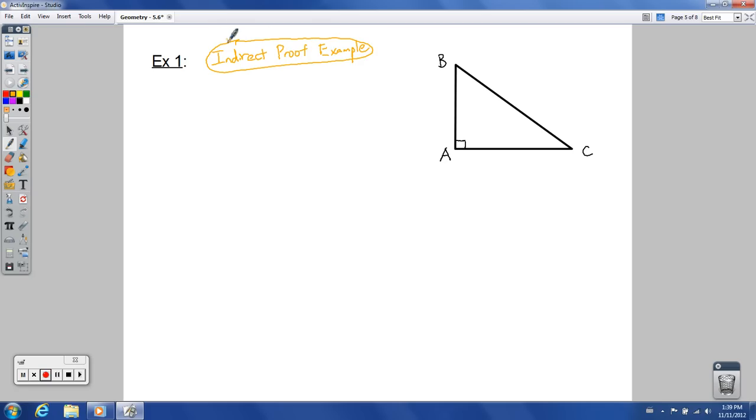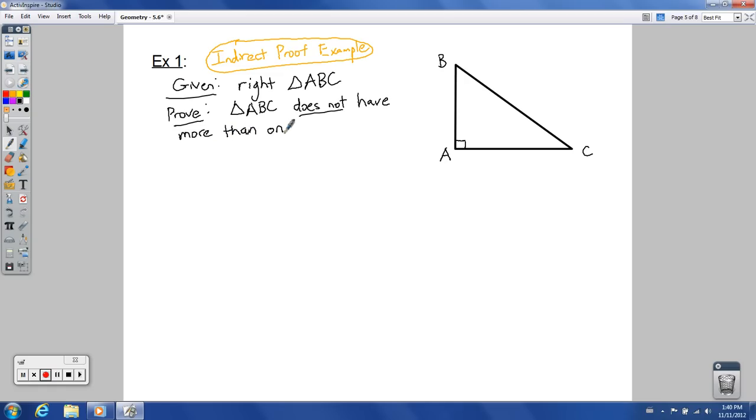This is an indirect proof example, and I'm going to give you this stuff as true. So the stuff in black, just write in your pencil. You are given this right triangle that you see over here, right triangle ABC, and we're going to try to prove that triangle ABC does not have more than one right angle.